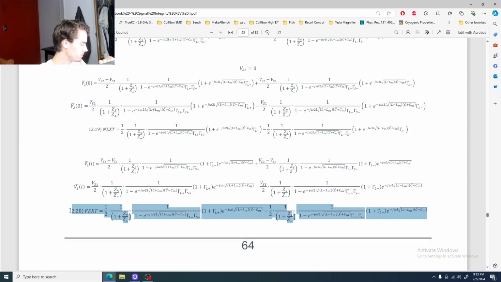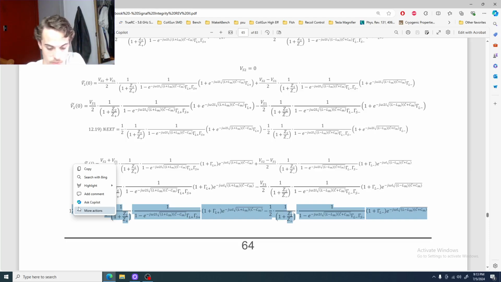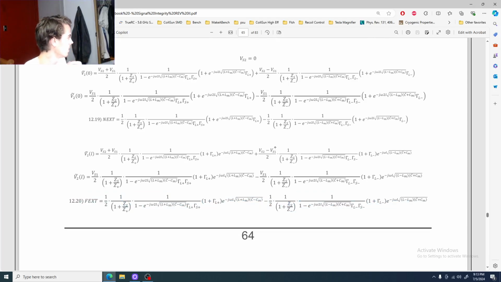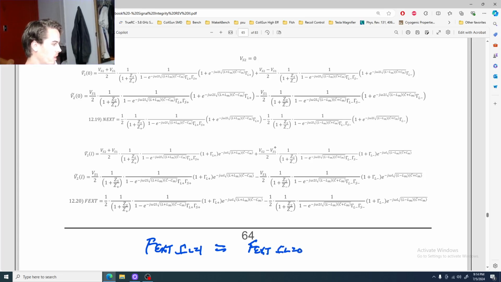I'm going to write that down. The far end crosstalk for load reflection coefficient equal to 1 will equal the far end crosstalk for a load reflection coefficient of 0 multiplied by 2. So that will be our updated equation. For the simplified version of the far end crosstalk that you find online, you can double it if you make the reflection coefficient 1.